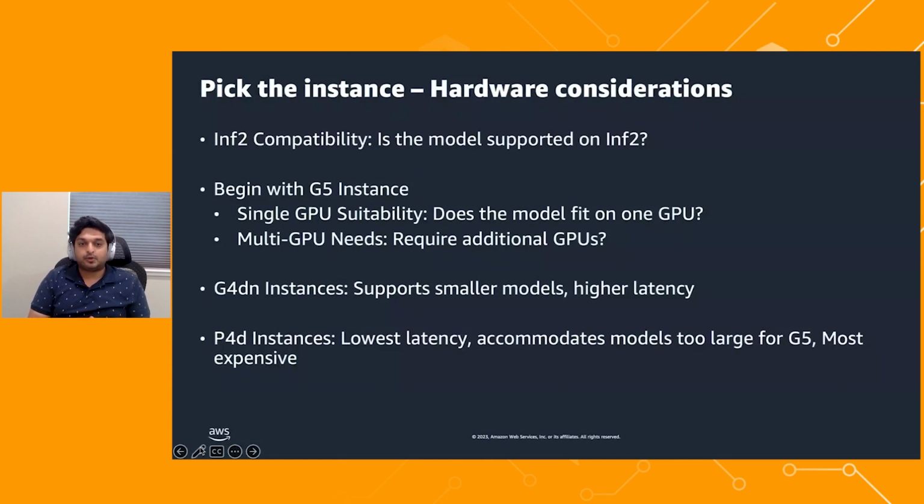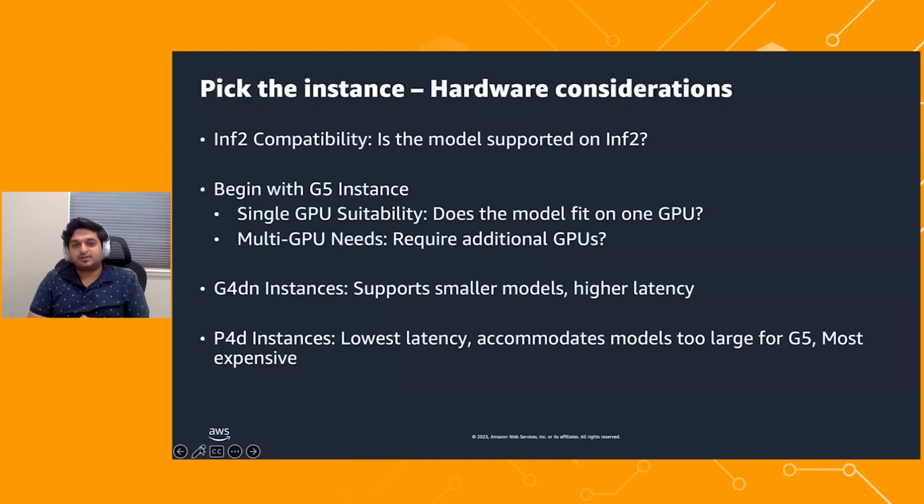If not, we could look at something like a G5 instance, which is a single GPU instance, like a G5.2xlarge. If your model fits into a single GPU instance like this, that's the next best option. If you have a bigger model, you can look at the bigger instances of the G5 family, such as the 12xlarge or 48xlarge.